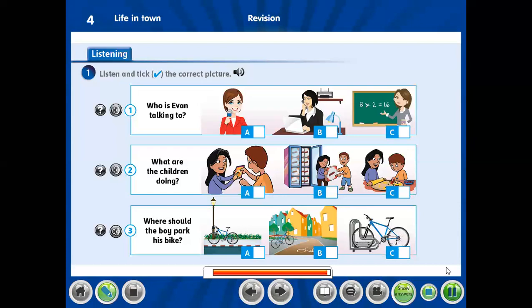No problem. One more time, please, okay, to confirm. Listen. Module 4, Revision. 1. Listen and tick the correct picture.